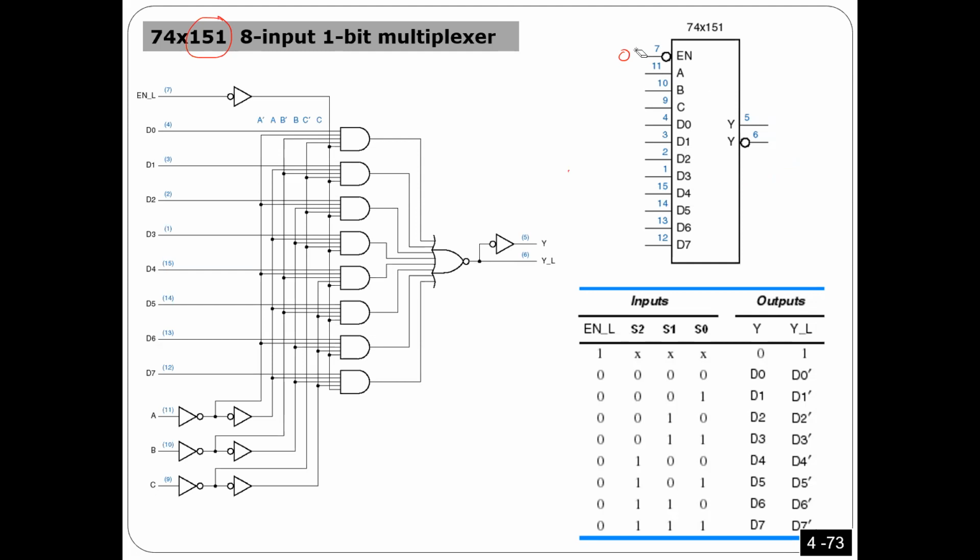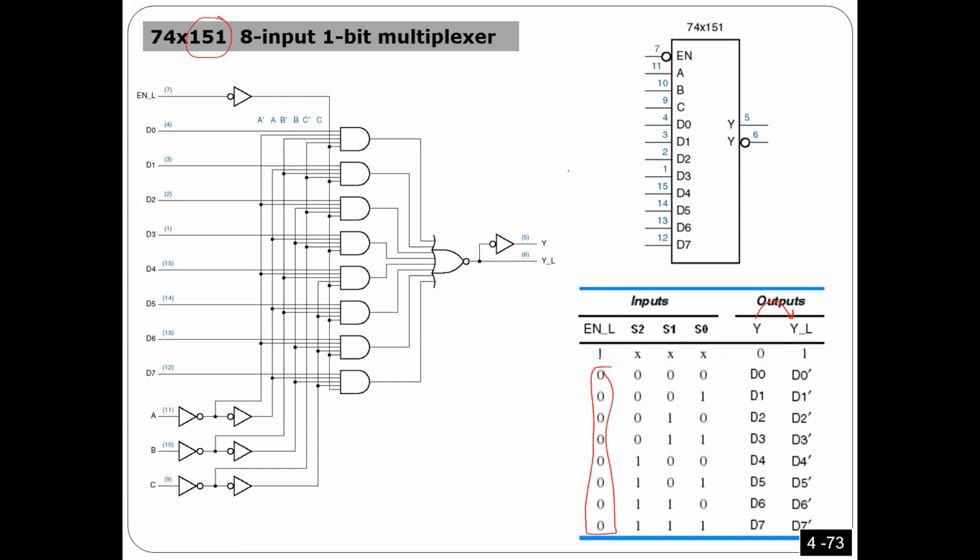Now let's try to understand how this one works from the truth table. This circuit is not different from what I have just explained. This is the enable. If the enable is 1, it is disabled, so regardless of the values you input here, the output Y is always 0, and this one is always the complement of Y. It's not working. But if it is 0, it is enabled.